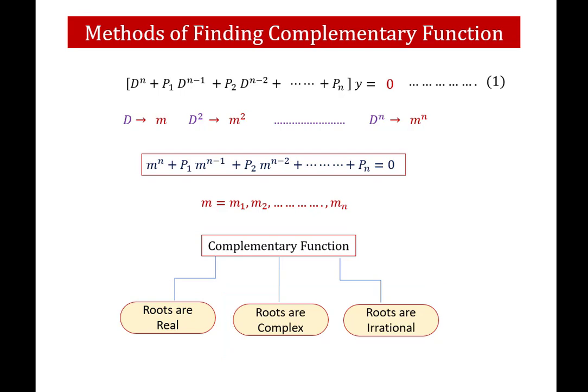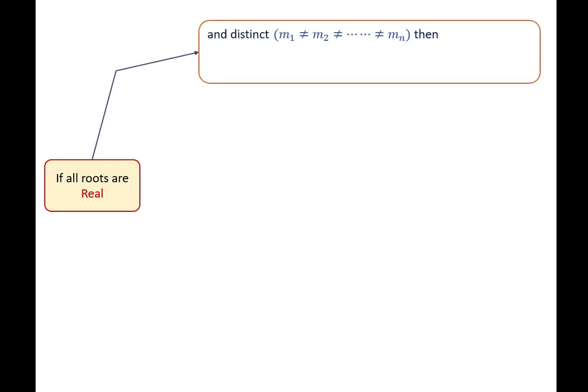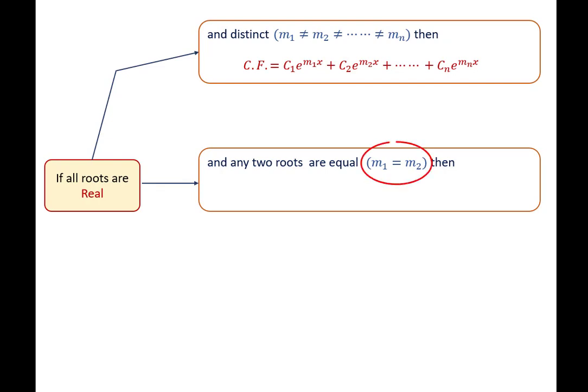Let's start with the first case, when all roots of the auxiliary equation are real. If all roots are real and distinct, then the complementary function is c1 e power m1x plus c2 e power m2x up to cn e power mnx. Now if all roots are real and any two roots are equal, say m1 and m2 are equal roots, then the complementary function is (c1 plus c2x) e power m1x plus c3 e power m3x up to cn e power mnx.